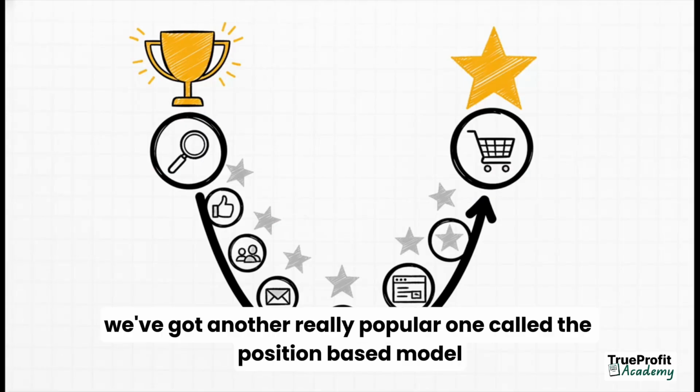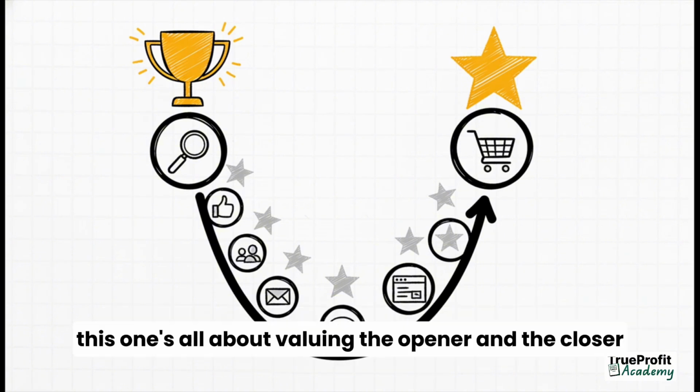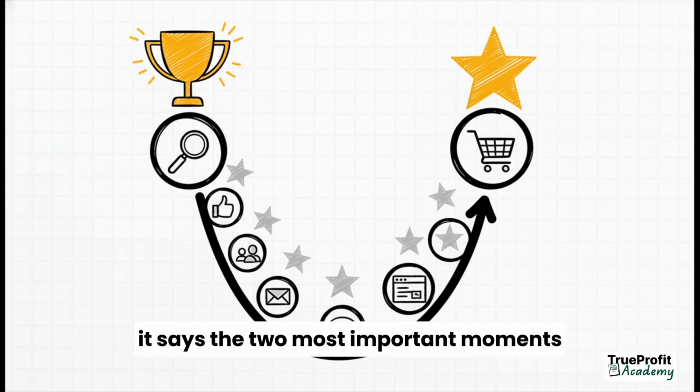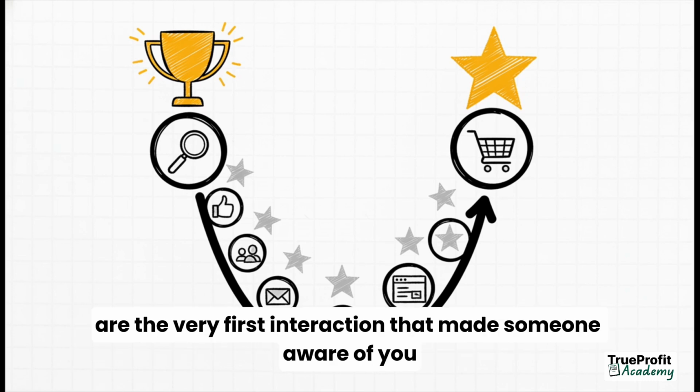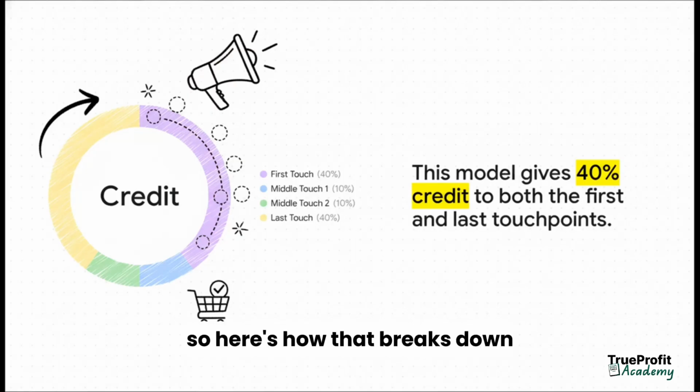Next up, we've got another really popular one called the position-based model, or as a lot of people call it, the U-shaped model. This one's all about valuing the opener and the closer. It says the two most important moments are the very first interaction that made someone aware of you and the very last one that sealed the deal. So here's how that breaks down.